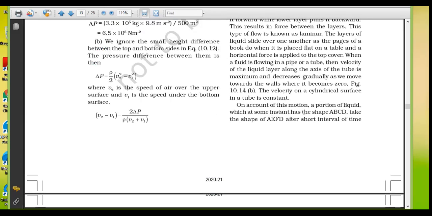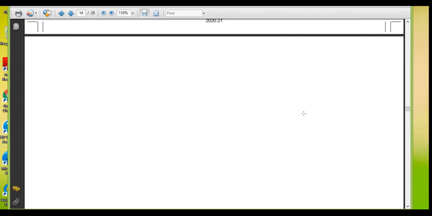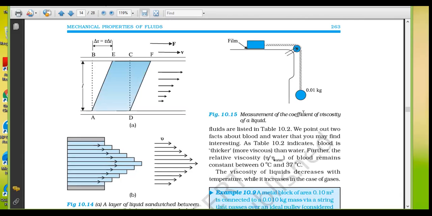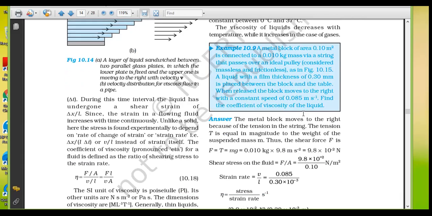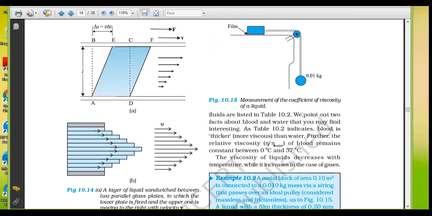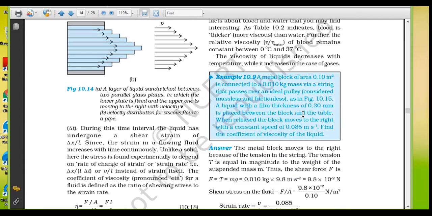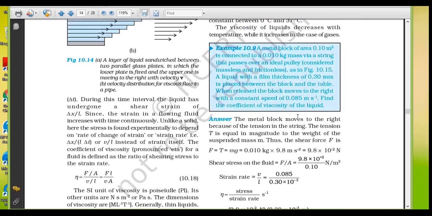Viscosity, we did it. Okay. Go through it. If you find any theory which is not clear, you can always ask me. Okay, we can discuss it. This is a very important problem. Try this. Okay. Very often they will ask you this in the exam.